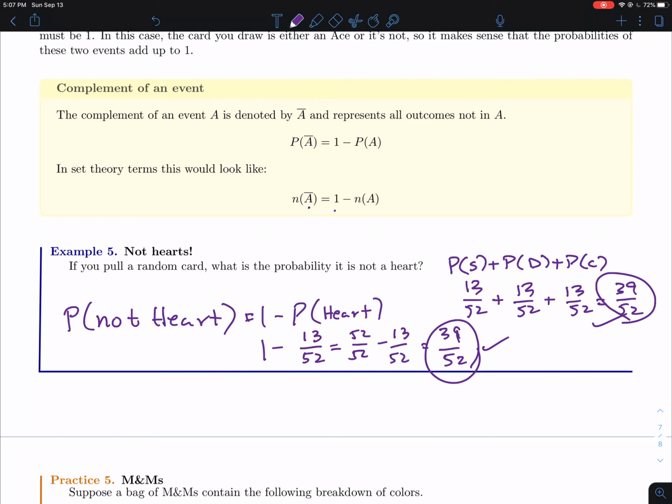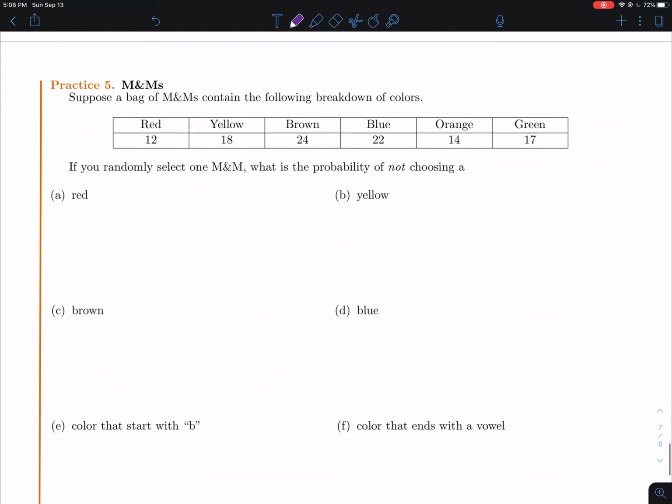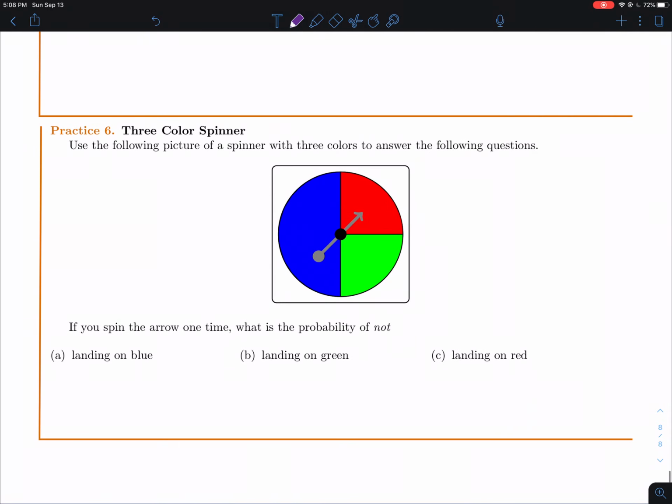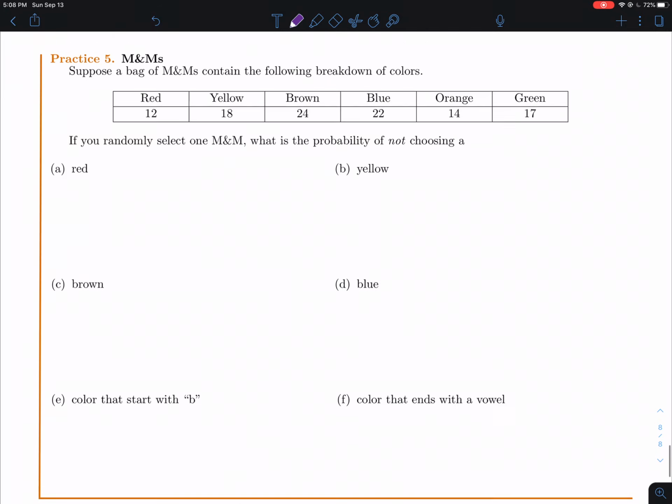The way you do complements is up to you. If you like using the 1 minus formula, that's going to work perfectly. If you like eliminating those elements from the sample space and adding up whatever's left over, that's going to work every time. There are a couple of practice problems here for you guys, practice 5 and practice 6. And that is it for 3.2.